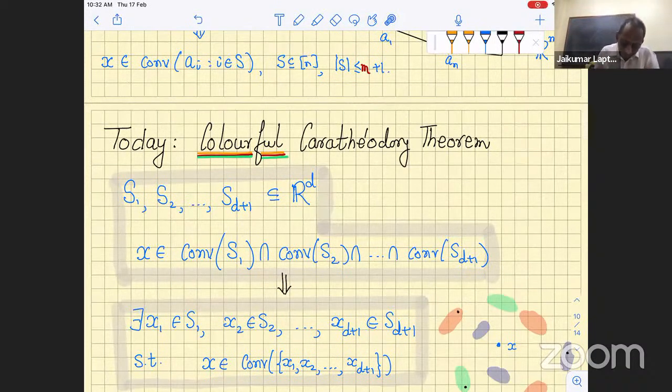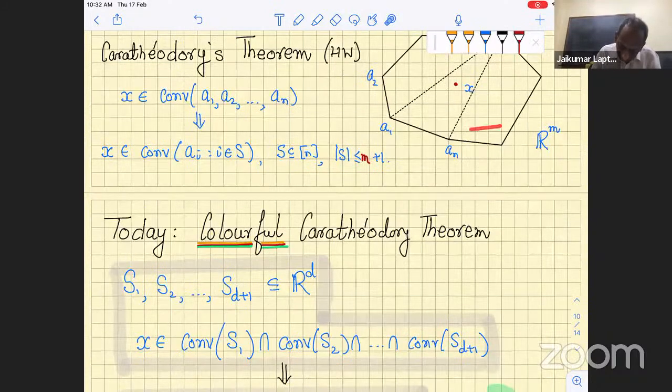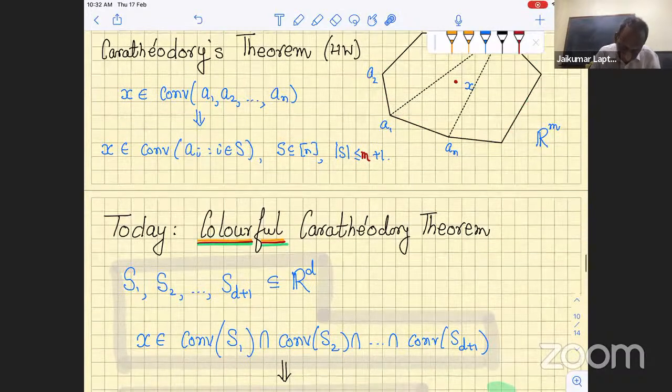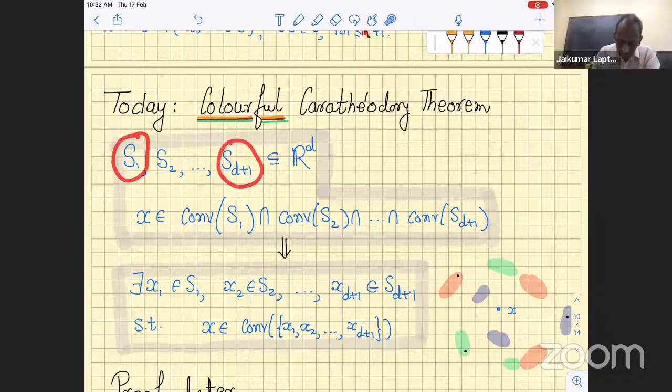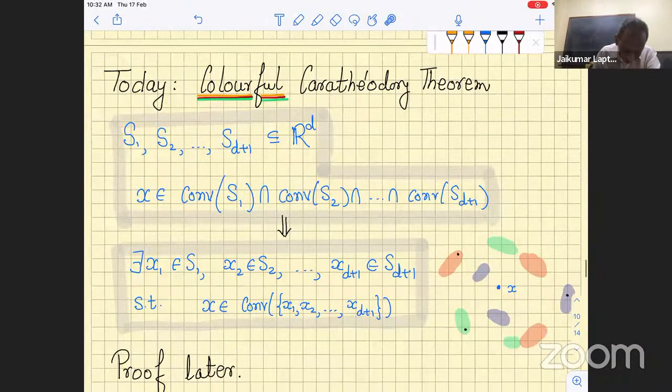So what is the colorful Carathéodory theorem? Instead of one set of points, instead of one polytope, where polytope means a bounded polyhedron or a convex hull of a finite set of points, we are given d+1 of them. So there are d+1 sets, S1, S2, up to S(d+1). Each of them you should think of as a different color. So the points here are S1, S2, and these are S3, the green points are S3.